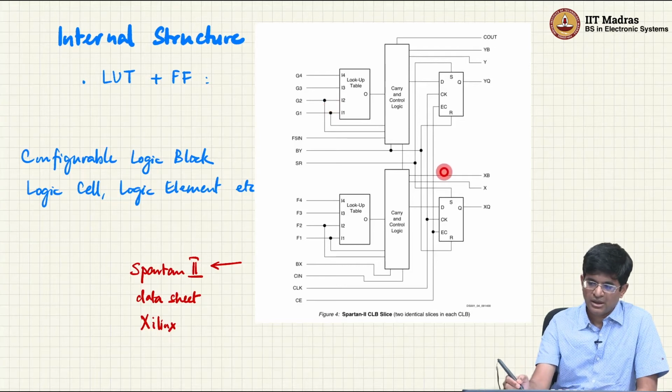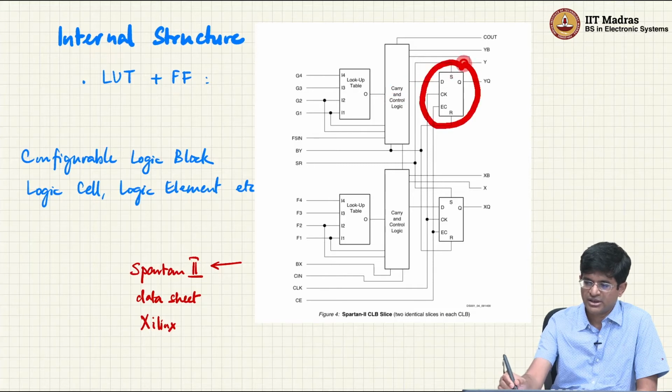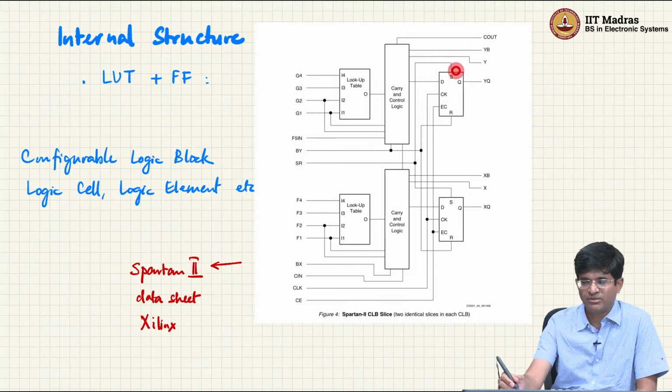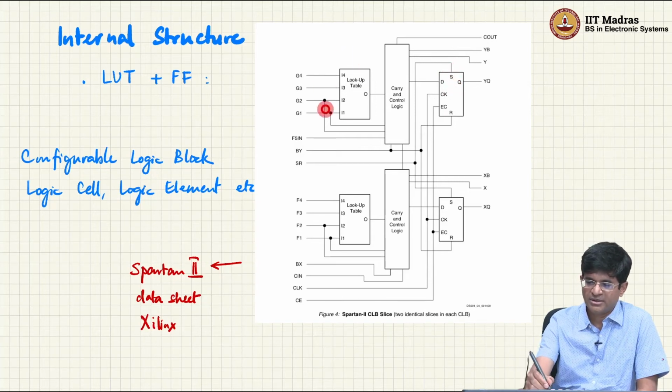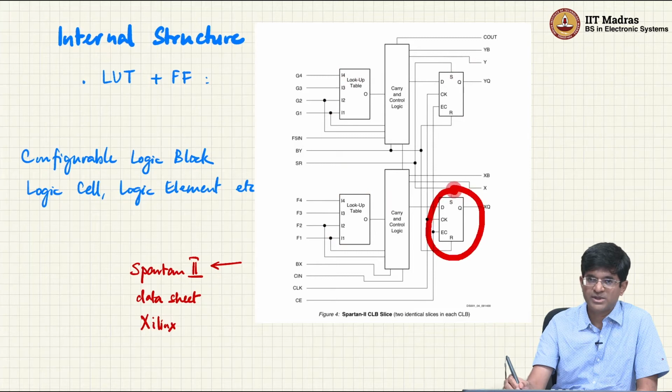Now that output in turn goes into something called carry and control logic, but the important part is it actually goes into a flip-flop out here. As you can see, this is a D-type flip-flop. It has a reset signal, a set signal, a clock, and an enable. For the most part, we will be using it as a regular D-type flip-flop. So this is great. It basically has lookup tables, another lookup table, and 2 D-type flip-flops.